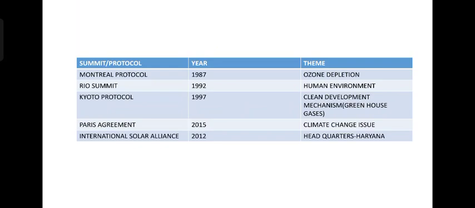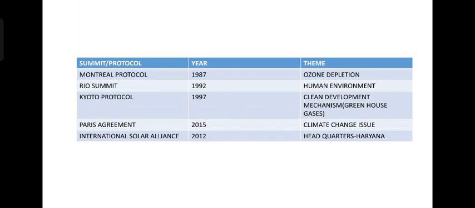Anyway, sometimes it may not appear in the coming examination, but definitely in some of your examinations, these questions could be asked. I felt it is important. That's why I had actually created a table on this one. Then the next one is the Rio Summit. It was introduced in 1992. Actually, this was regarding the human environment. So this is regarding human environment.